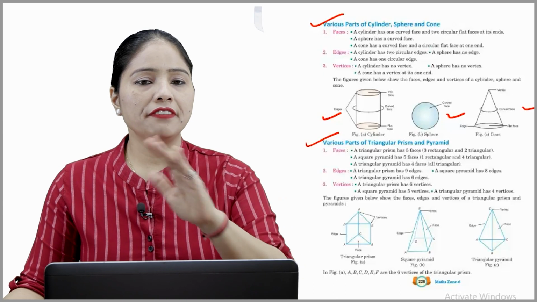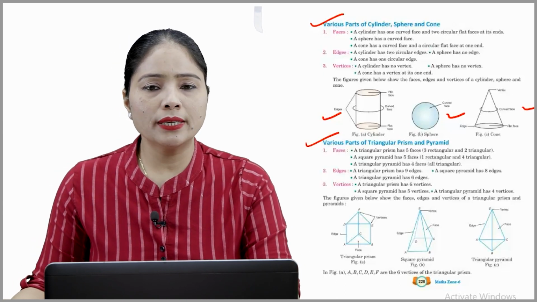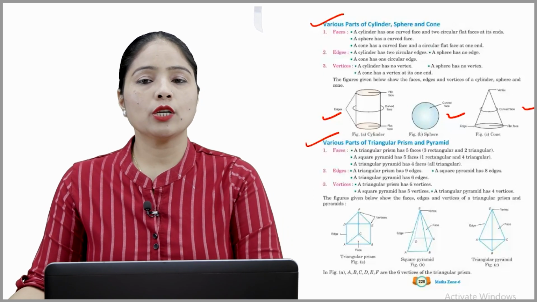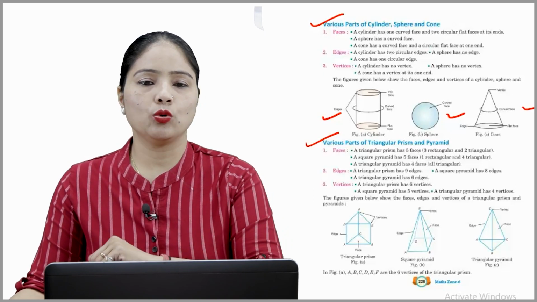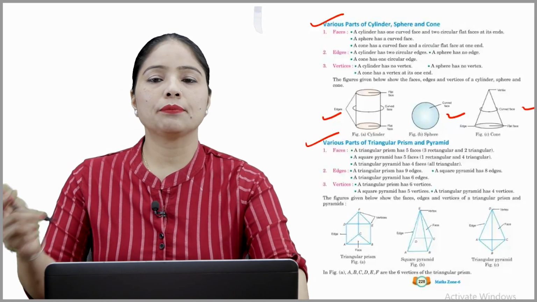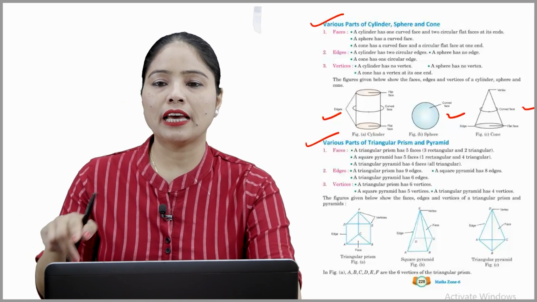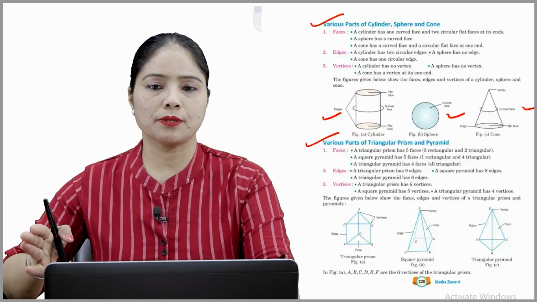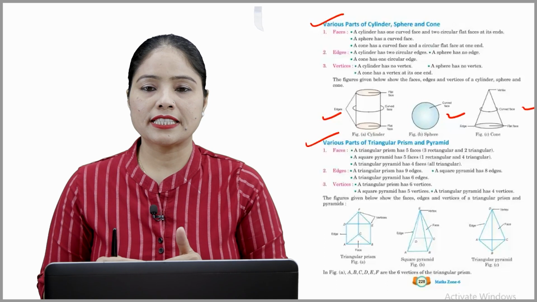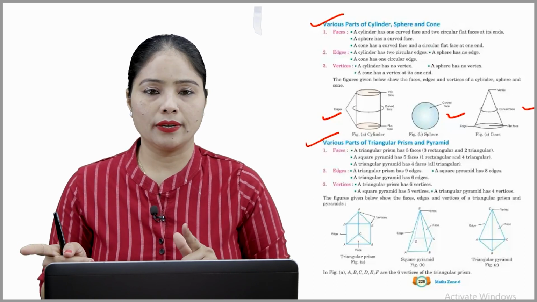सबसे पहले है हमारा faces. So a triangular prism has 5 faces, means 3 rectangular and 2 triangular. A square pyramid has 5 faces, मतलब कि 1 rectangular shape में and 4 हमारा triangular shape में. A triangular pyramid has 4 faces, means all triangular.